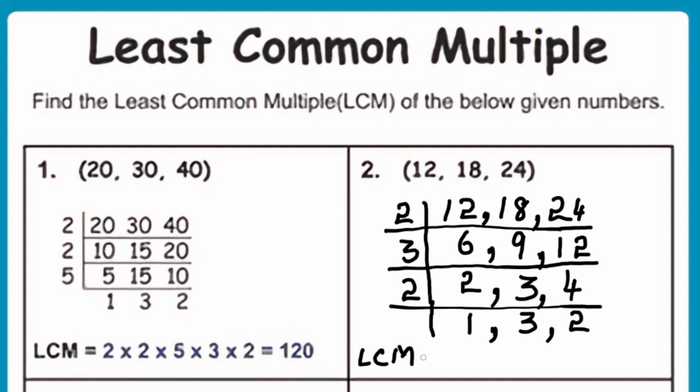The LCM of the given numbers will be, LCM is equal to 2 into 3 into 2 into 3 into 2. As we have not divided the last numbers, that are 3 and 2, we will write them in the multiplication. So after multiplying all these numbers, 2 into 3 into 2 into 3 into 2, what we will get? 72 is the LCM of 12, 18 and 24.